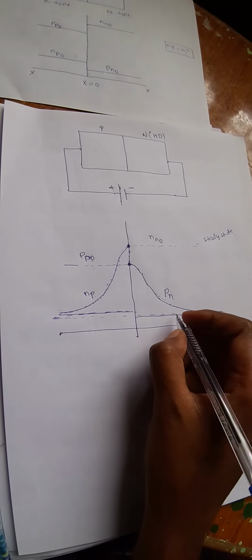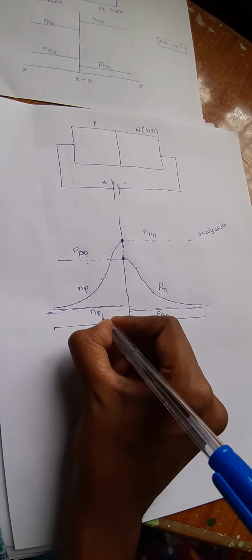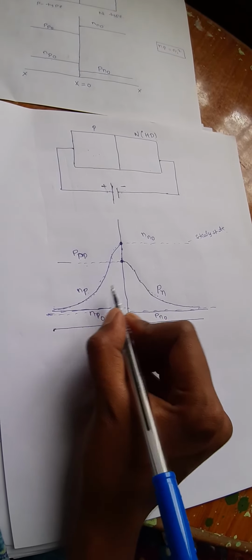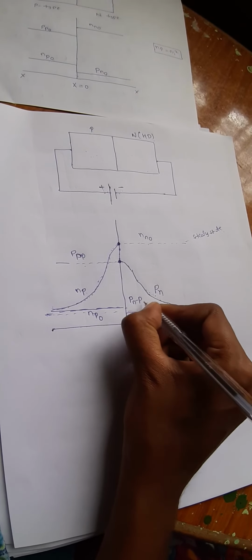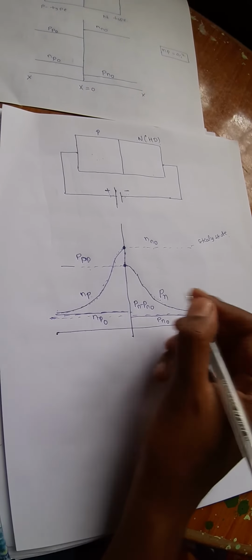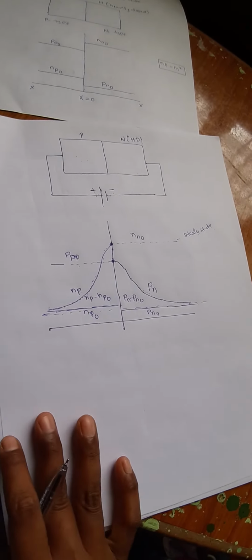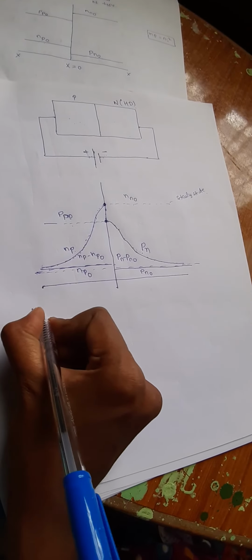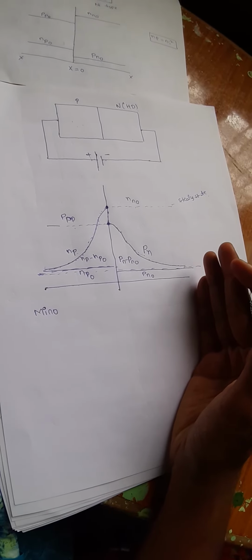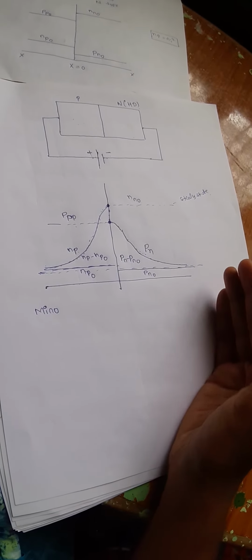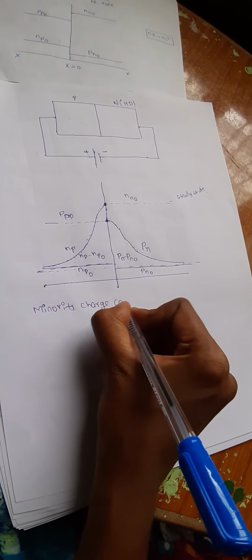You know that this one is pn naught, and this is np naught. These are the excess holes that enter into this p side. This excess of holes is nothing but pn minus pn naught, which indicates the excess of holes. np minus np naught will indicate the excess of electrons. These are the minority charge carriers, because they become minority carriers in the different material.